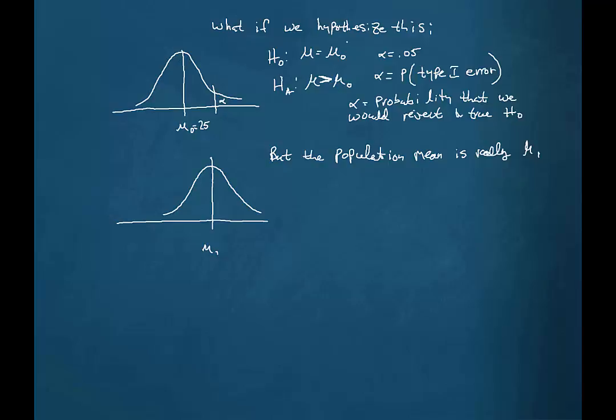But what if we were to hypothesize what we have here when actually the population mean is some other value, mu sub 1? And, let's just say that it might be 30 or something. Could be anything. But clearly we can see it's bigger than mu 0 here. We've got it moved over here to the right. Okay, well, this is a right tail test.